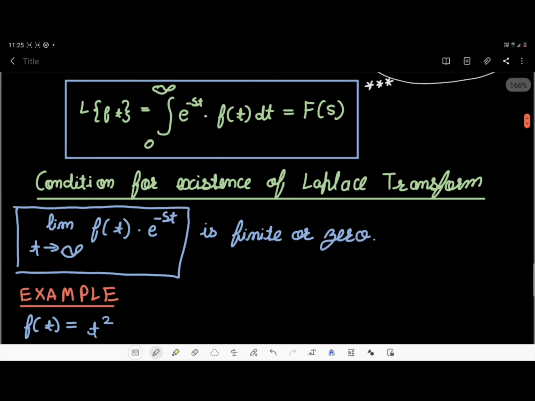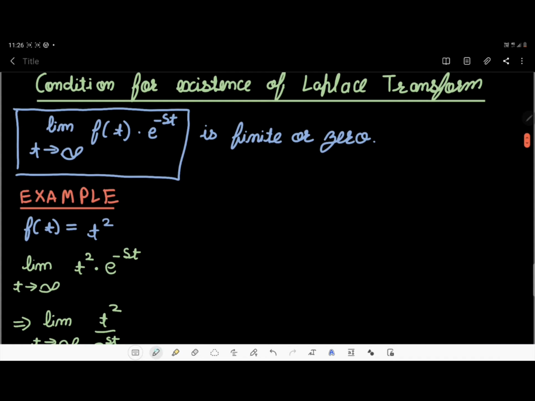The Laplace transform would exist only if the limit of f(t) into e raised to power minus st, when the value of t approaches infinity, is either finite or zero. If it is finite or zero, then only the Laplace transform will exist. I will tell you one example so that it will become clear.